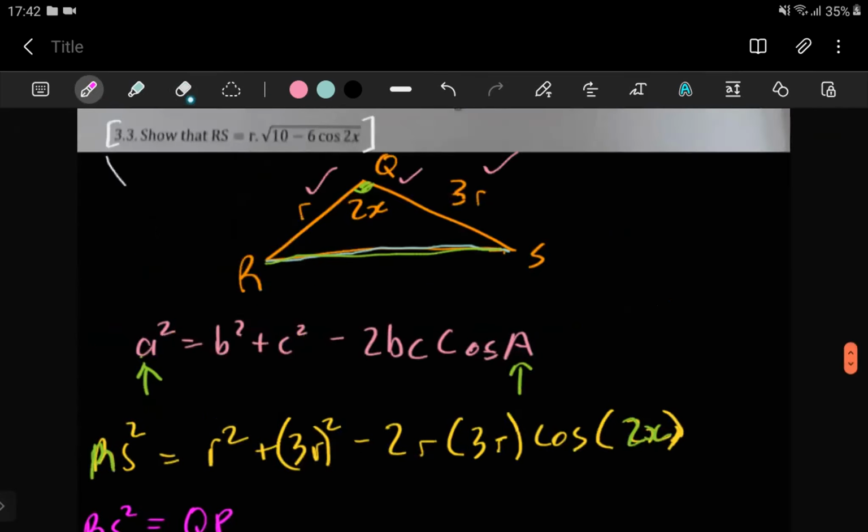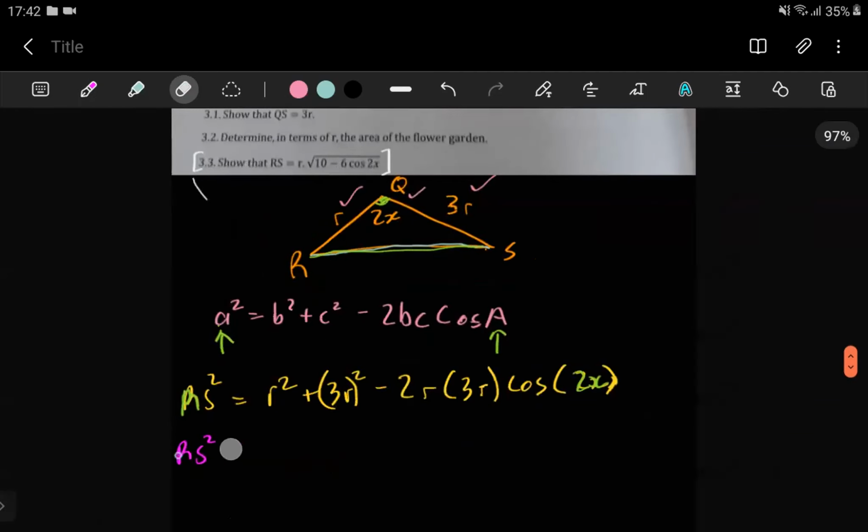Oh, I already put in everything. We just simplify now. I was getting confused. So we can just simplify here now. r squared is r squared, and then this is 9r squared. Negative 2 times 3 is going to give us negative 6r squared.